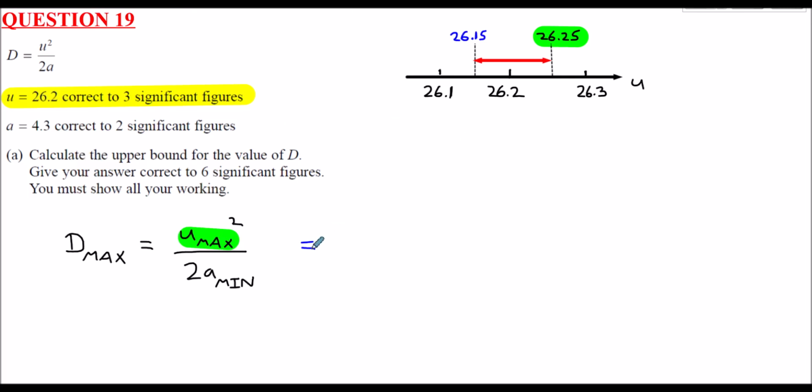Now, your teacher may have told you a quick way of doing these boundaries. I'll just explain this so you can hopefully see the logic to it. So we've got 26.25 squared over here. Now we just need to work out what the minimum possible value of a would be. So I'm going to do similar for a. I'm going to do a number line representing a. So a would have rounded to 4.3, correct to 2 sig figs. So a is at 4.3, just as u was 26.2. Whoops, wrong colour.